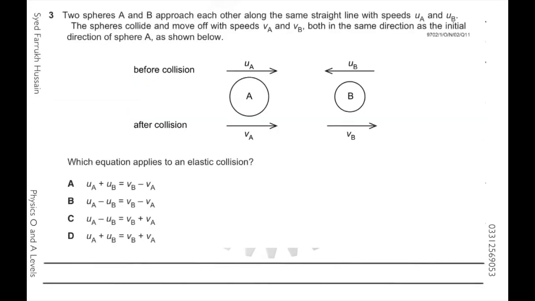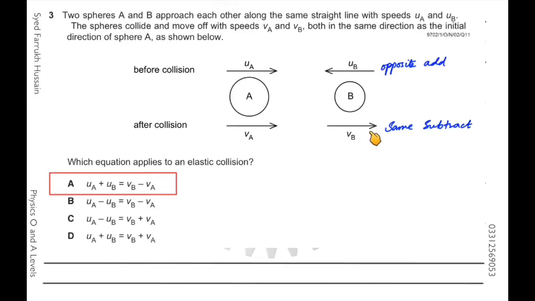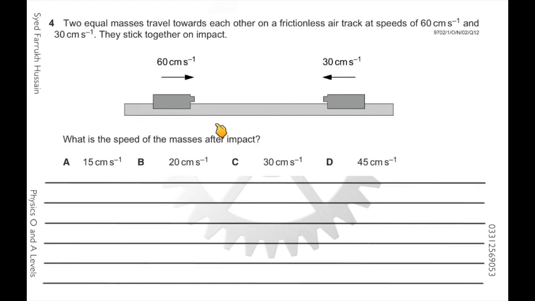In this case, the two objects A and B before collision are moving in opposite directions. After collision, they move in the same direction. So opposite add and same subtract. If the collision is elastic, their results will be equal. So UA plus UB, which is opposite, and VB minus VA, which is the relative speed of separation after collision, must be equal.